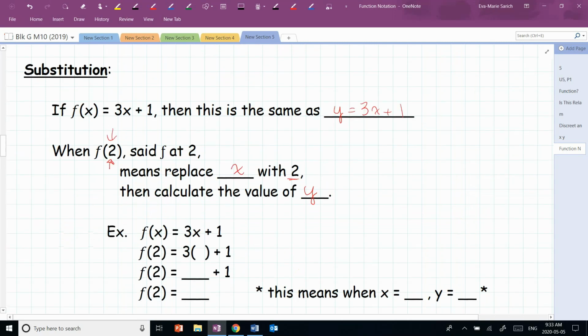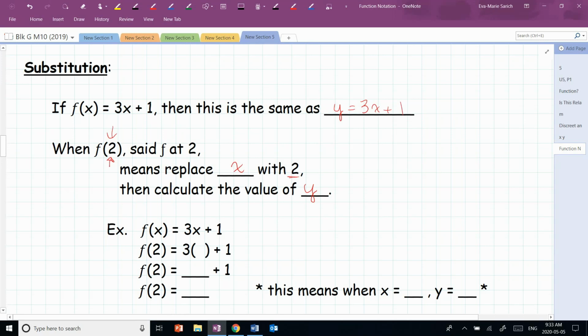Okay? So let's look at a very simple example. Here's our original function notation.